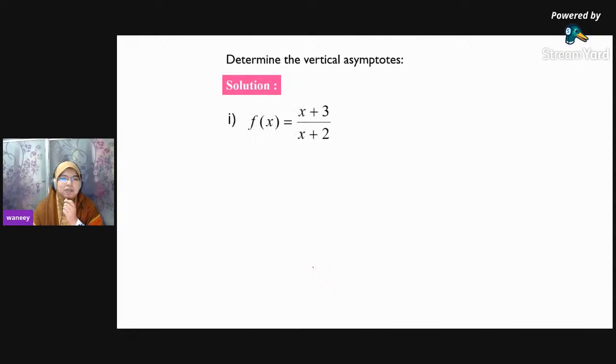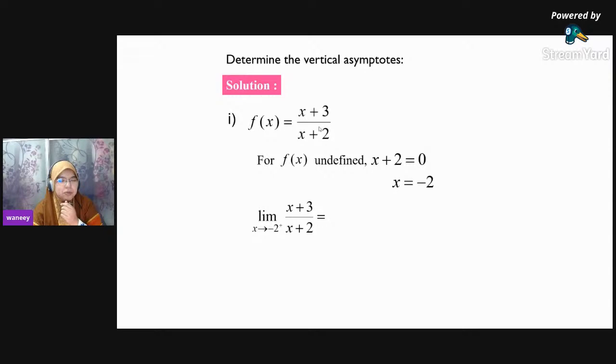Okay, so now, function f(x) equals x plus 3 over x plus 2. So for f(x) to be undefined, or for f(x) to be infinity, that means our denominator x plus 2 needs to be equal to 0, which lets me know that the value of x needs to be equal to negative 2. So by the definition of the vertical asymptote, I have to check the limit for x approaching negative 2, either from the left hand side or right hand side. But I usually advise you to check both, left hand side and right hand side.